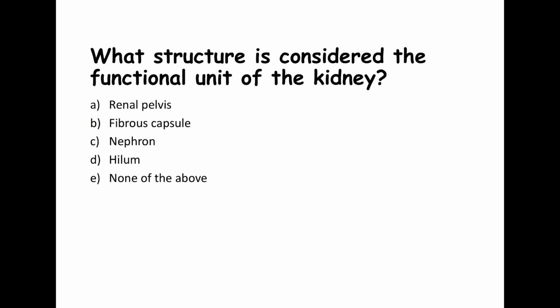What structure is considered the functional unit of the kidneys? Is it the renal pelvis, fibrous capsule, nephron, hilum, or none of the above? Now, I hope you got this one because we spoke about it a lot. And that is the nephron. The nephron is the functional unit of the kidneys.